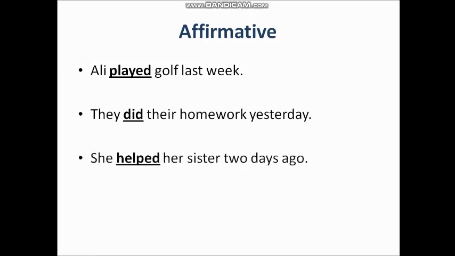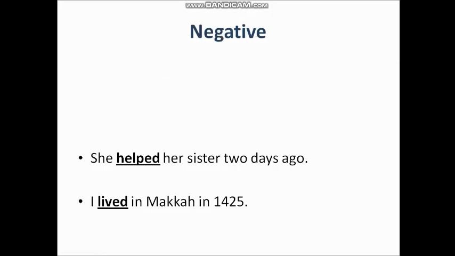She helped her sister 2 days ago. The past simple verb is helped and the specific time in the past is 2 days ago. The last example, I lived in Mecca in 1425. The past simple verb is lived and the specific time in the past is 1425.